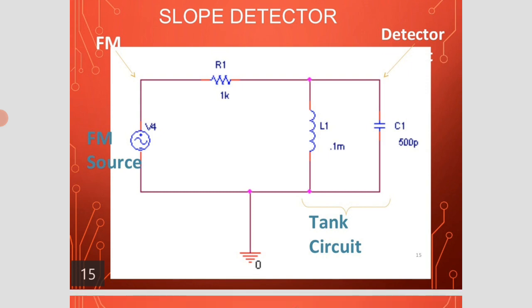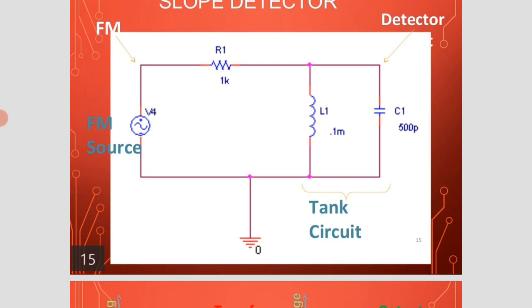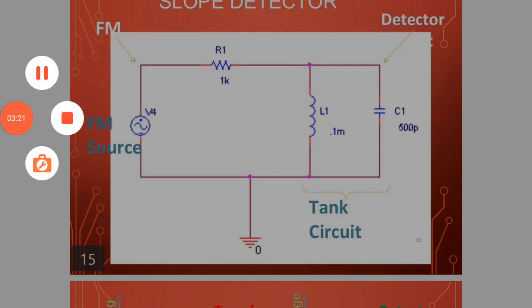The FM source input is given to the circuit. R1 is a resistor applied to the FM source. The output is inductance L1. The output is capacitor C1, 500 picofarad. The resistor is 1 kilo ohm. The inductor is 1 millihenry. The combination of inductor and capacitor is called a tank circuit.